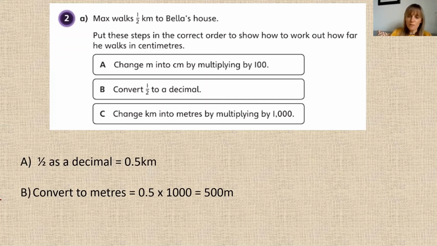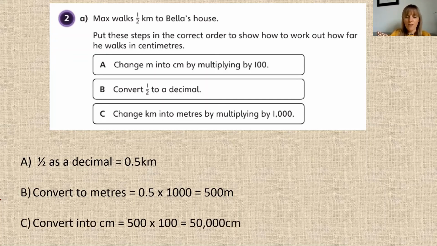So the last one must be: change the metres into centimetres by multiplying by 100. So 500 times 100, so 2 places bigger, means it's 50,000 centimetres. Makes it sound a big number, doesn't it? 0.5 kilometre is the same as 50,000 centimetres. So that shows really the steps that you've got to do if you're changing from kilometres all the way down to centimetres.